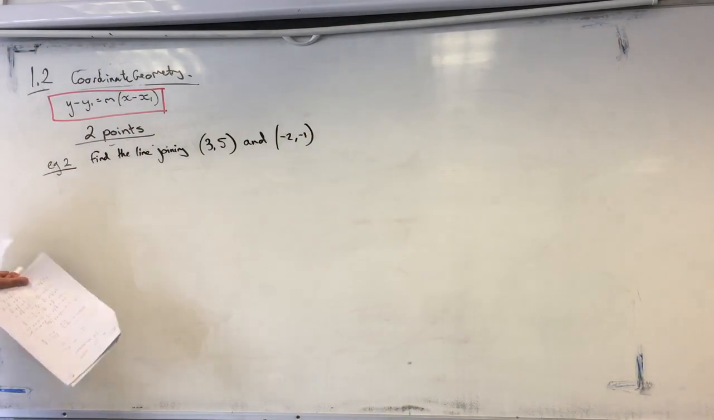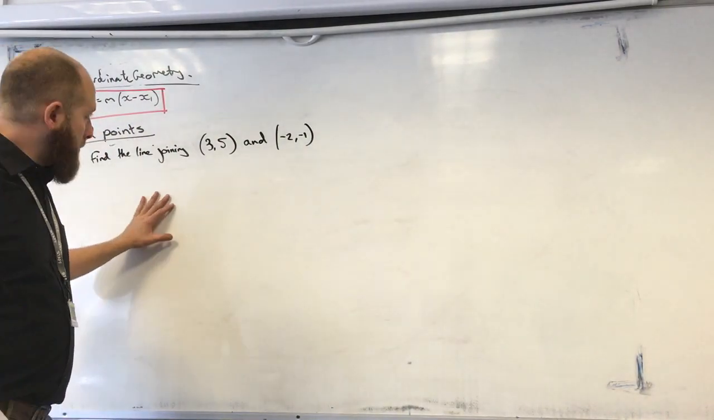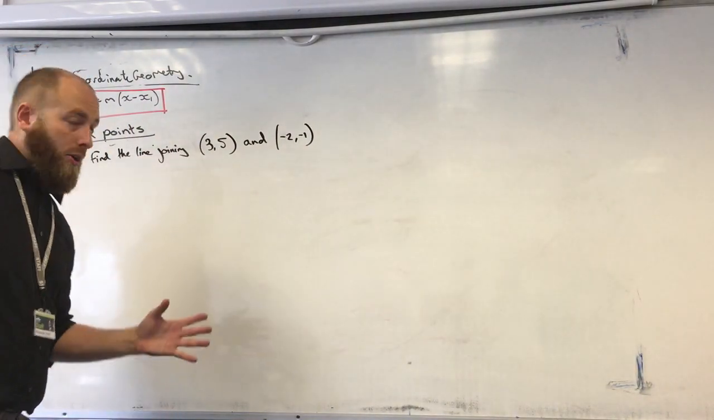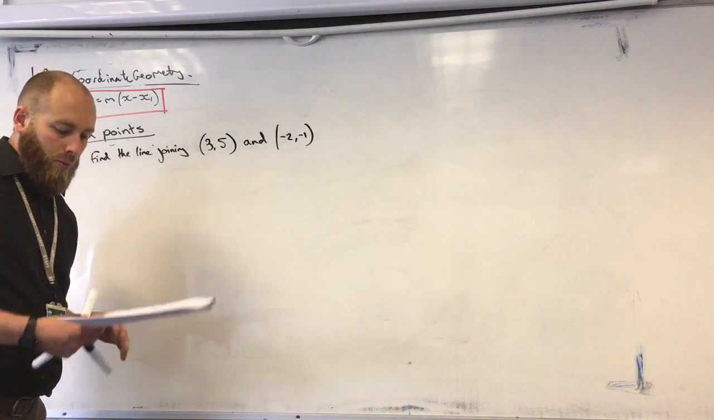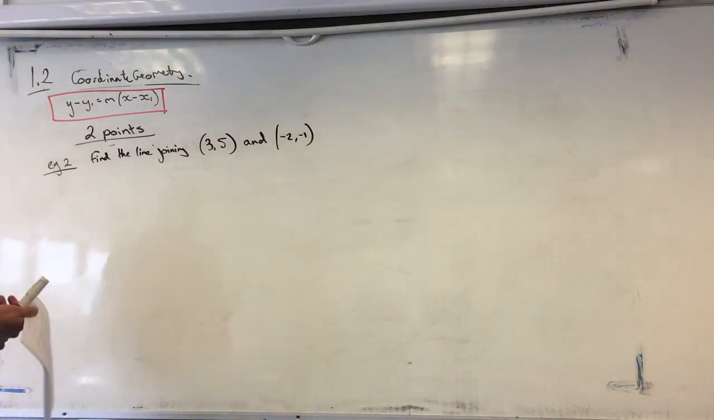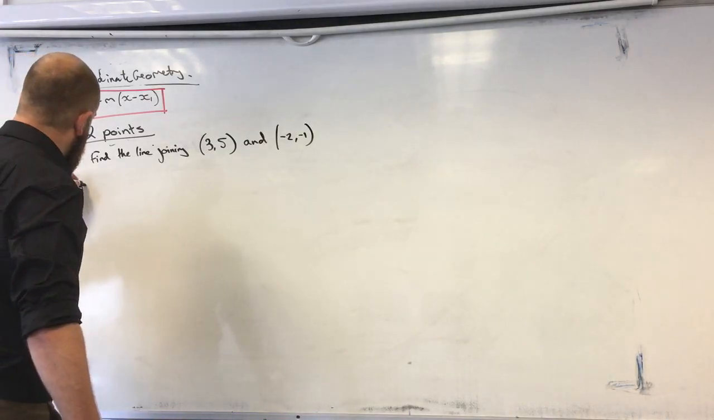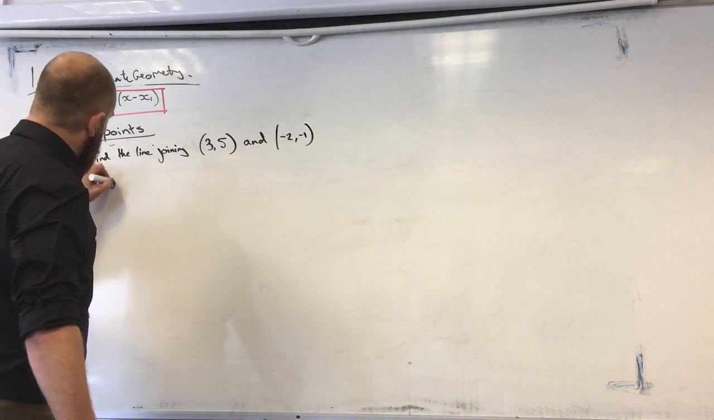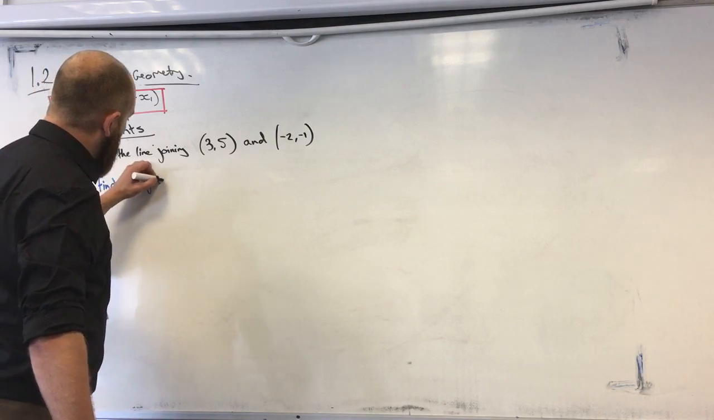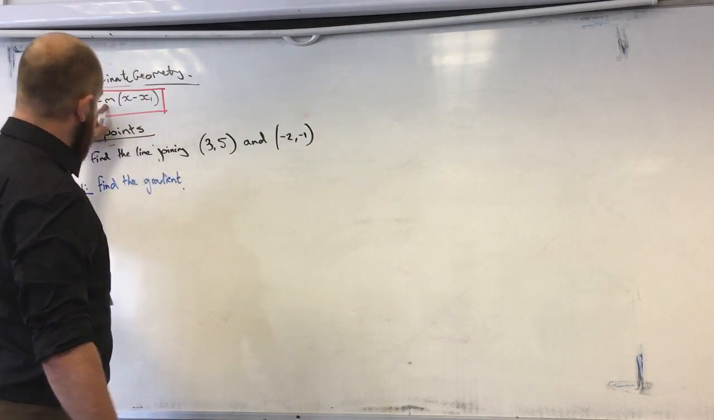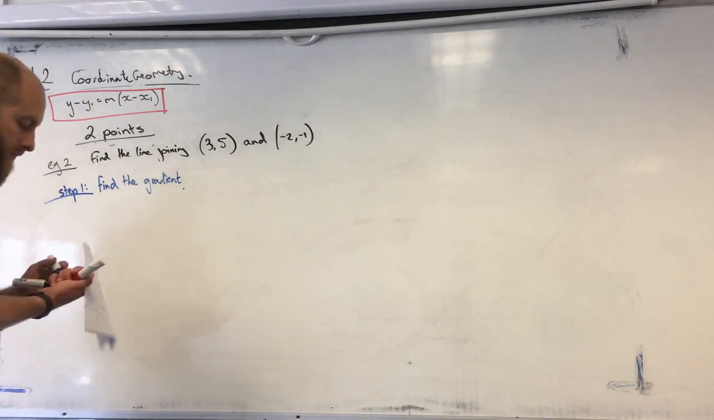So find the line through those 2 points. If you think you understood the last example pretty well and want to try it on your own, pause the video and go for it. Otherwise, watch me and I will go through this now. So first of all, again, step 1, find the gradient, because we need a gradient and we need a point.